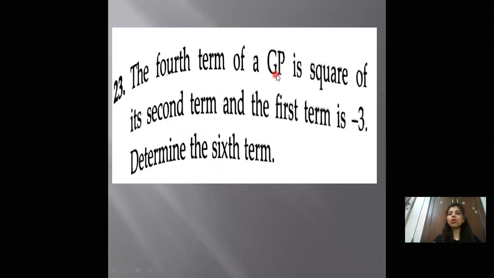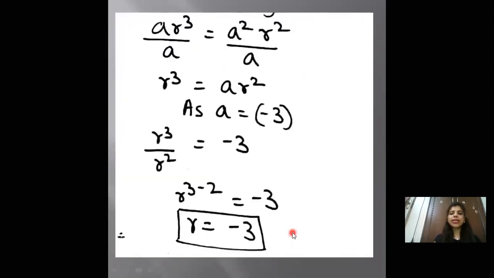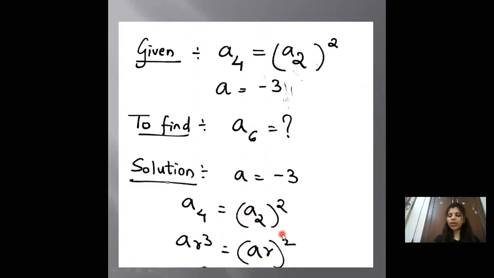So given is A4, that is the fourth term, is the square of the second term. So A4 is equal to the square of the second term, means A2 the whole square. A value is given to you as -3. You have to find the sixth term. So for that, you are going to use A value and first you write A4 as AR raised to 3 using the formula AR raised to n minus 1. The second term is A into R, so the whole square. So we write it as AR cube is equal to A square R square.